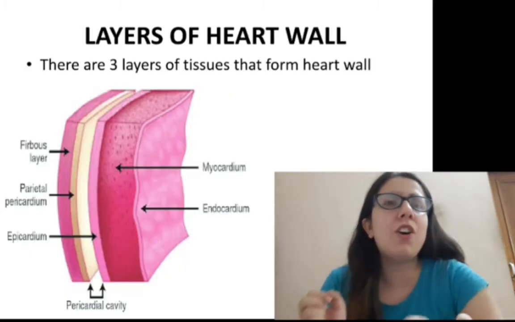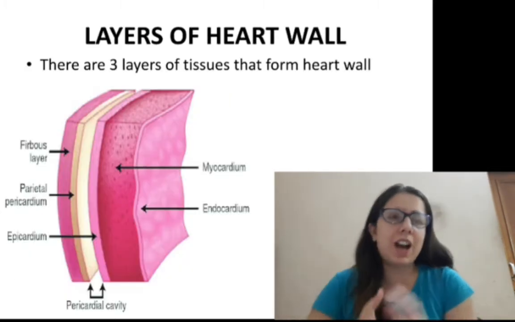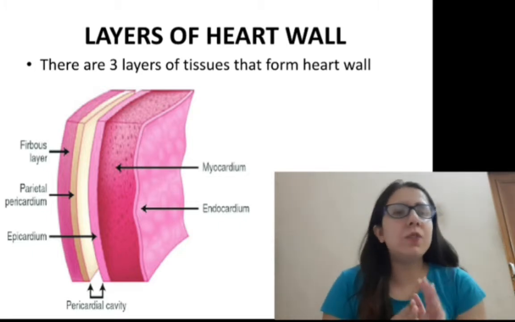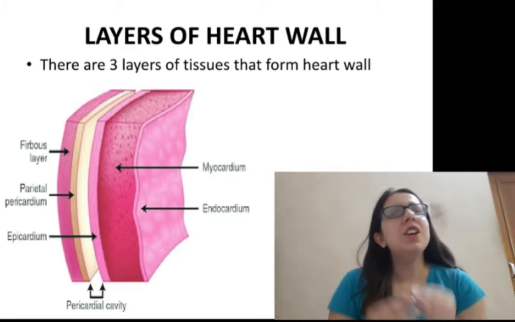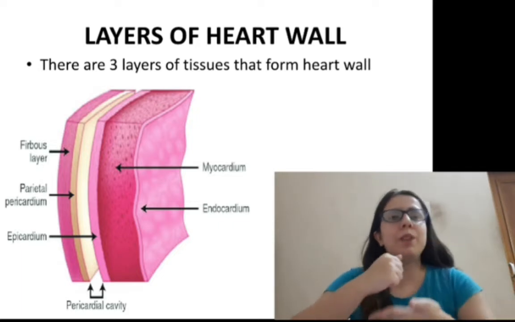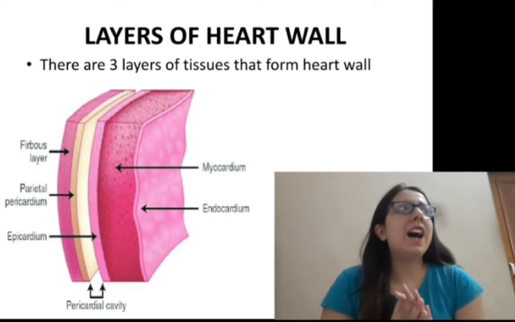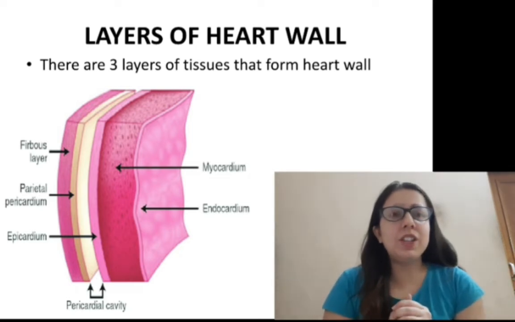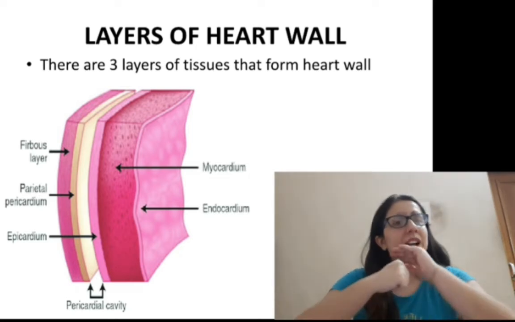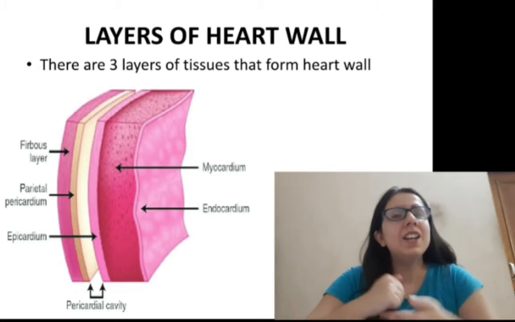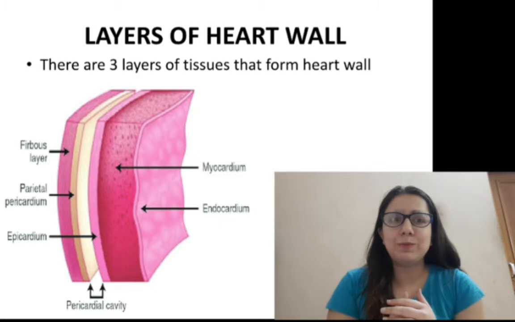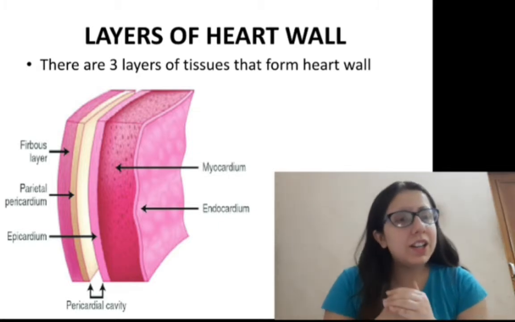So first of all, we have the layers of the heart wall. Whenever we are going to study something, we first study from the outer part, right? Like if I want to study the apple in biology, what do I do? First I will start from the outer covering, right? So what is the outer covering of the heart? The layers of the heart wall.